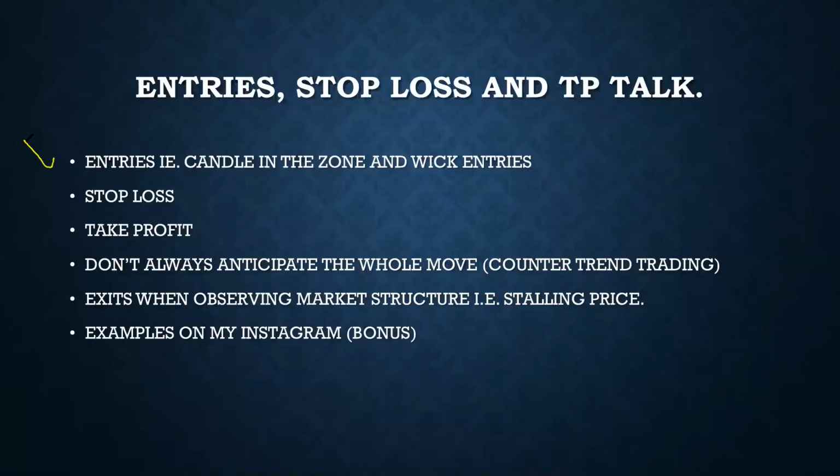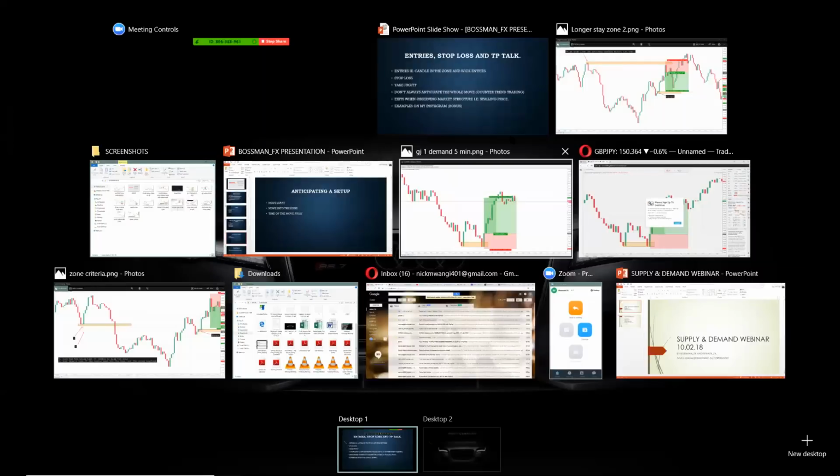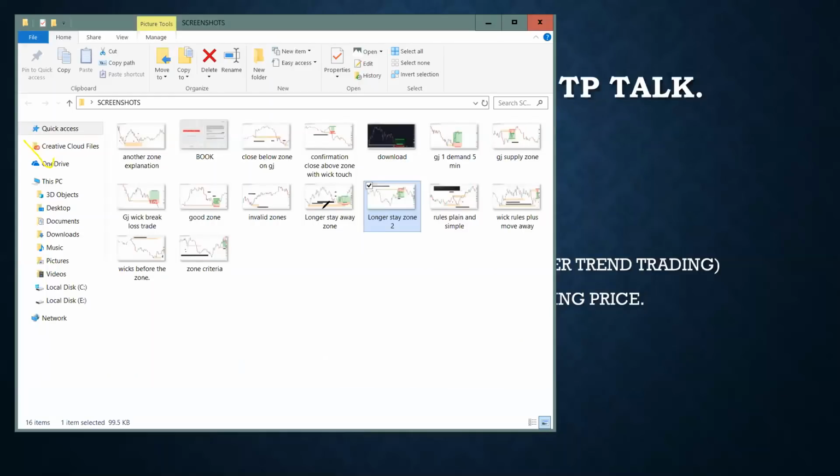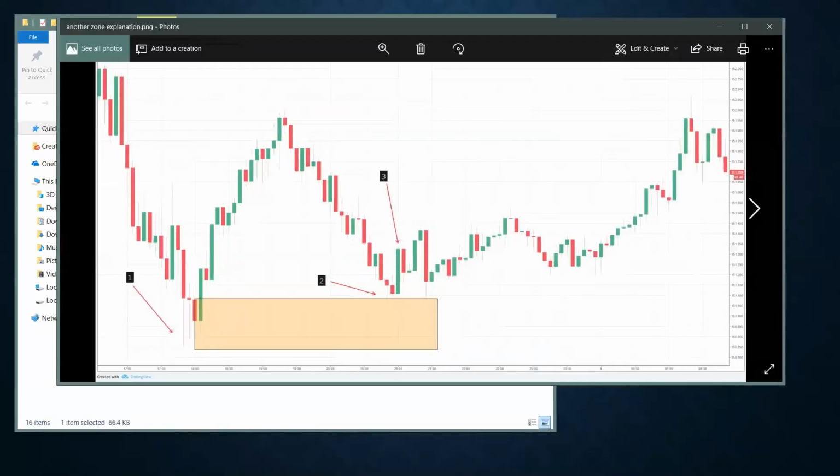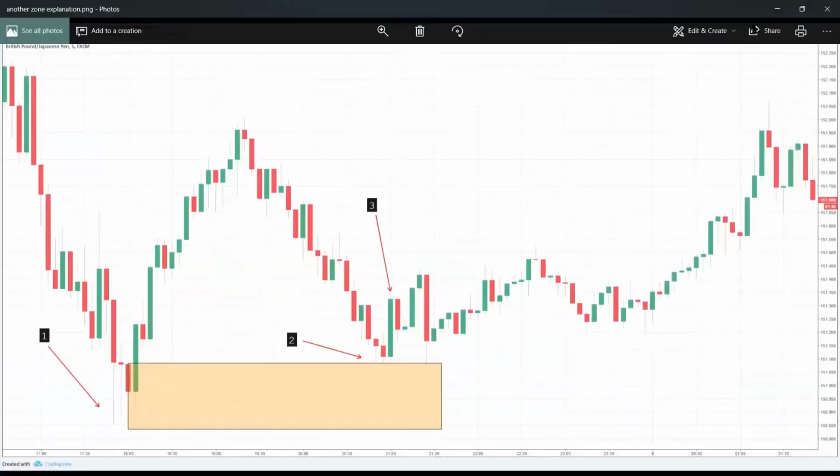Now let's start with entries. Candle in the zone and weak entries. I think I have, let me just use an example of the charts that I had. Let me just look for entries, something like this. Okay, I think this is good enough. So let me maximize that. I want you guys to do the same thing we did with the other chart.